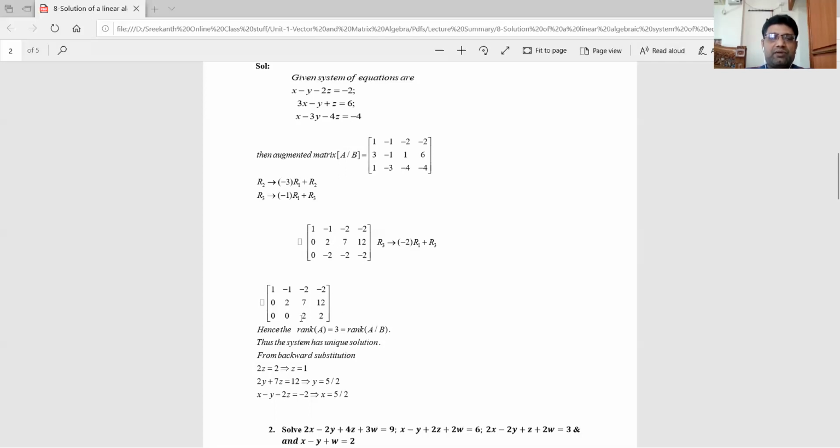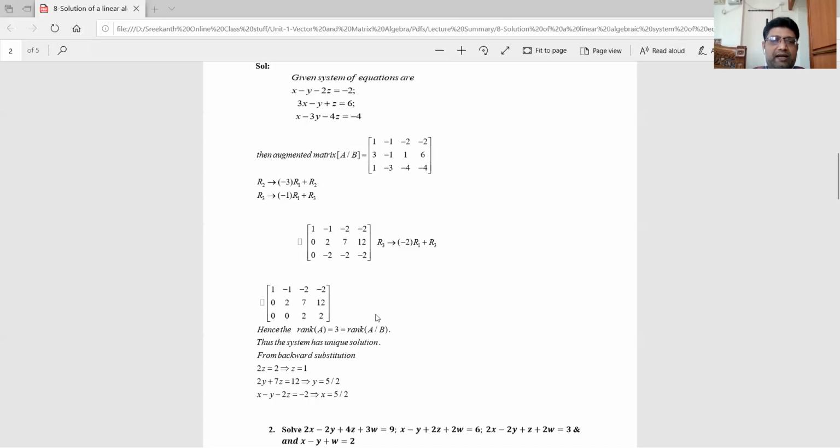Now this is in the echelon form. Once it is in the echelon form, it is very easy to calculate its rank. Now I want the rank of the coefficient matrix. My coefficient matrix is up to here. How many non-zero rows are there? 3. And what is the rank of the augmented matrix? That means this complete matrix. Here also the number of non-zero rows is 3. Therefore rank of augmented matrix equals rank of the coefficient matrix. Therefore definitely this system is consistent and it will have a unique solution.